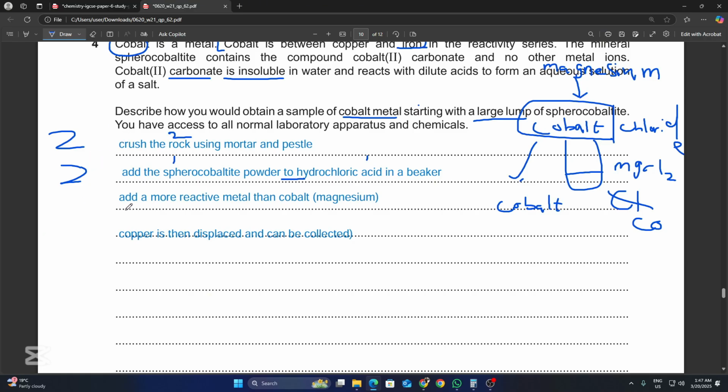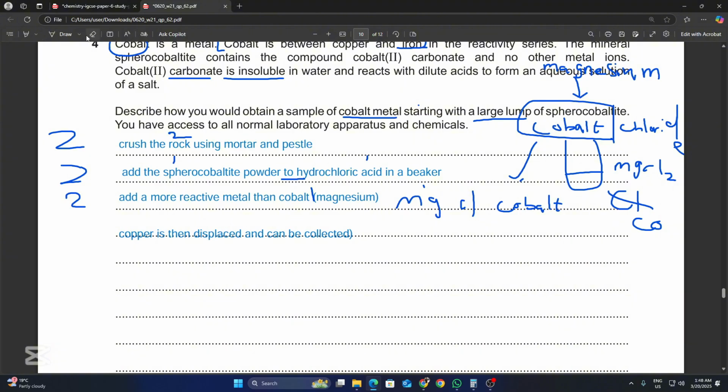Now we say add a more reactive metal than cobalt, because we want this metal to push cobalt out of the way and take its place, so it becomes magnesium chloride, and then cobalt is on its own. This will also give 2 marks: saying that we need to add a more reactive metal gives you 1 mark, and naming the metal itself, which I said is magnesium here, gives you 1 mark. So make sure to name the metal. It can be magnesium, zinc, anything above cobalt.